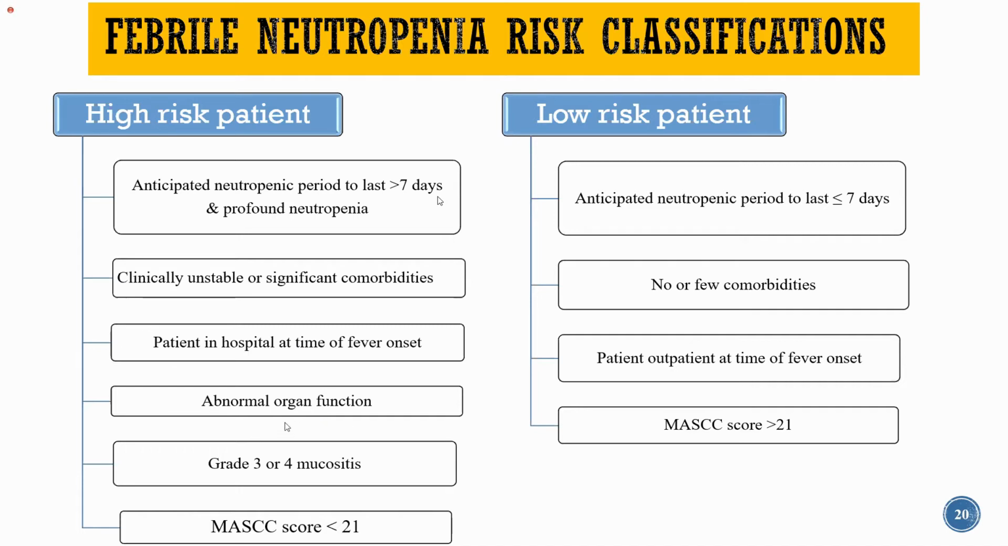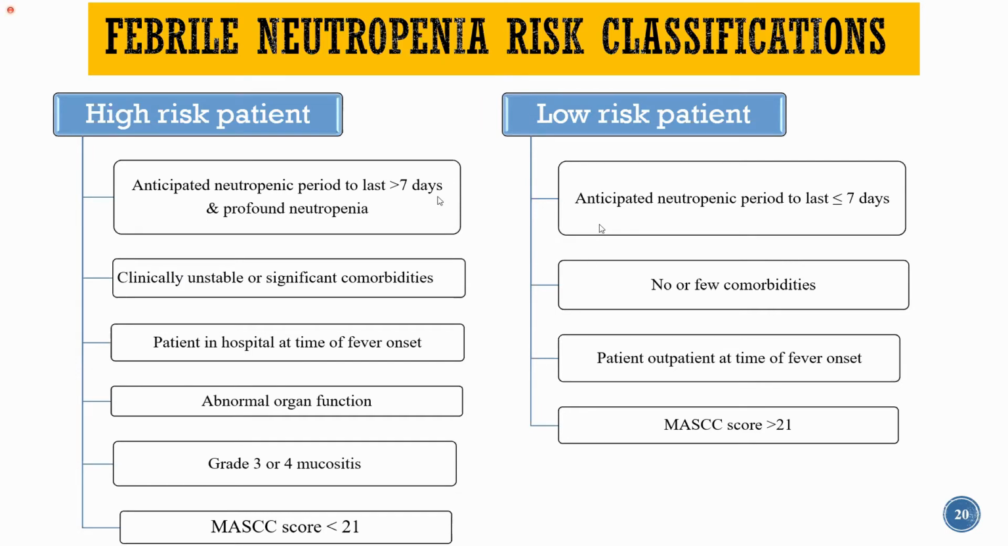And those patients who have abnormal organ function are those who have grade 3 to 4 mucositis, and those who have a MASCC score of less than 21. So these are the patients who are at high risk of developing severe febrile neutropenia complications, and need to be treated in the hospital.